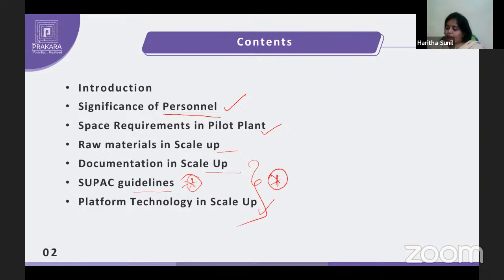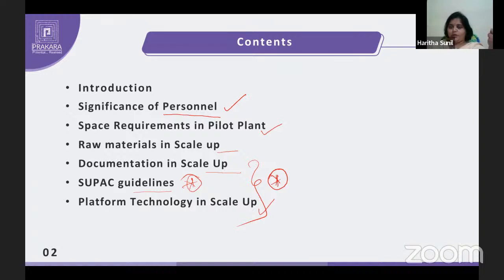These last three topics are very important from an exam point of view. You may expect questions from these topics. And platform technology in scale up is a very important one where you can expect a short answer type question.